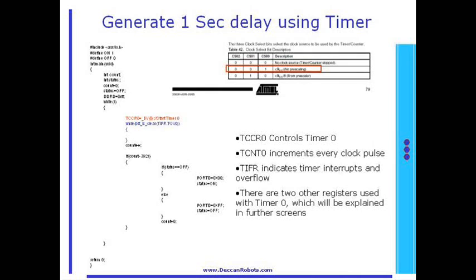Each type of timer provided by Omega-32 has various modes of operation. We will learn each of them, step by step. We will use timer 0 in normal mode to generate a 1 second delay. Look at the source code. The source code indicated in red color starts timer 0. Timer 0 can be started by setting the 0th bit of the TCCR0 register.